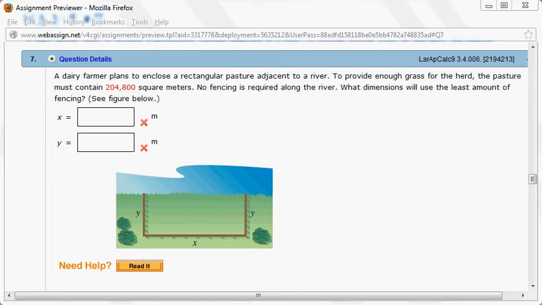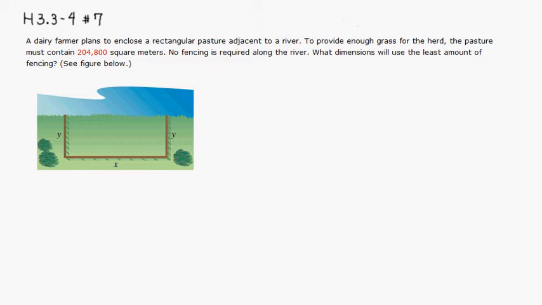Okay, let's look at homework 3.3, 3.4, number 7. All right, so it looks like the area of this rectangular pasture is fixed, and we want to find the dimensions that will require the least amount of fencing. All right, so let's do that.